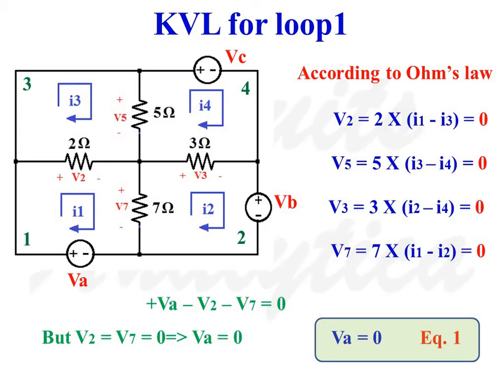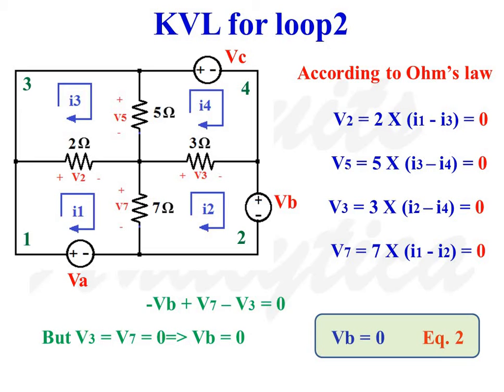Applying KVL for loop 1. In loop 1 there are 3 voltage terms. Considering the direction of current flow in the clockwise direction, we will get VA minus V2 minus V7 is equal to 0. But V2 and V7 are equal to 0 as current flow through these two resistors is given as 0. That means VA is equal to 0, equation number 1.